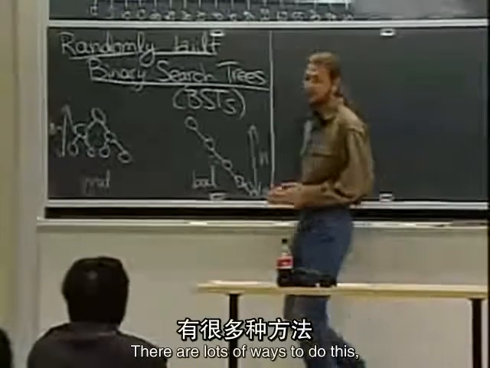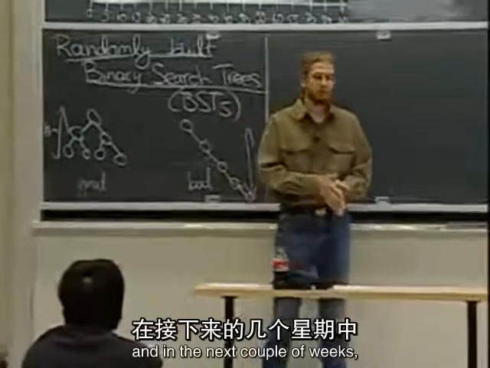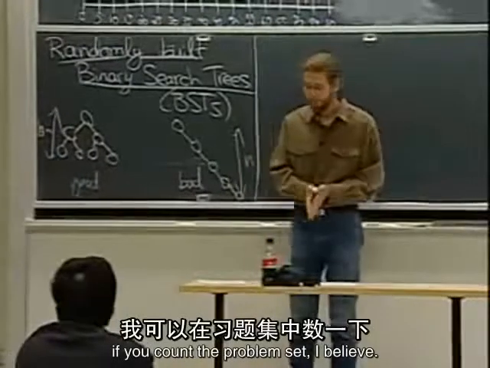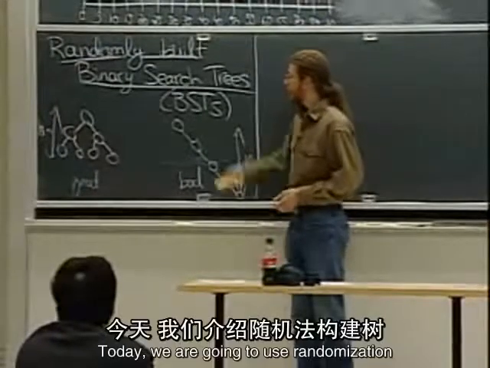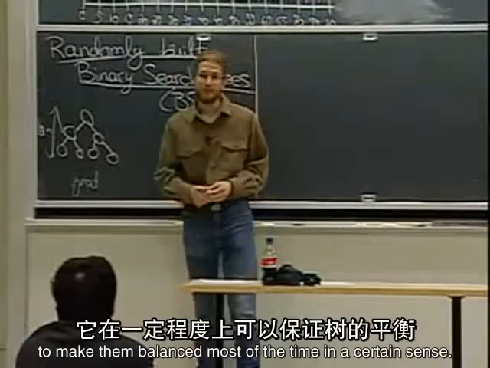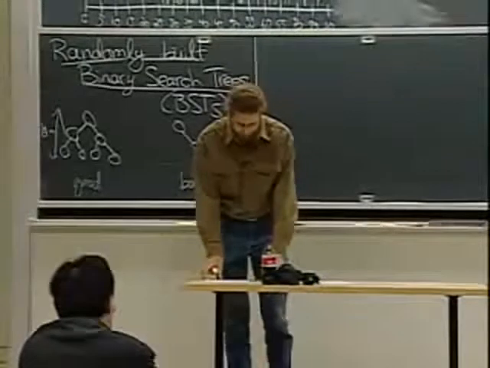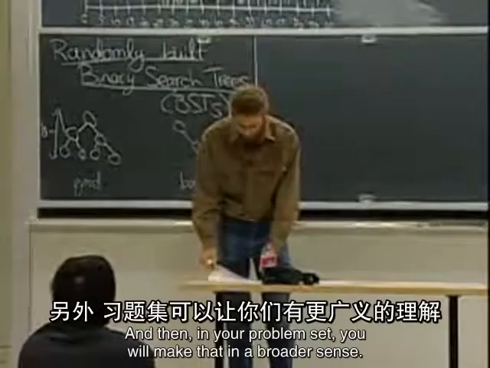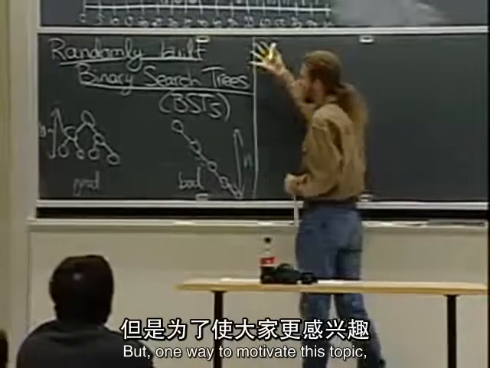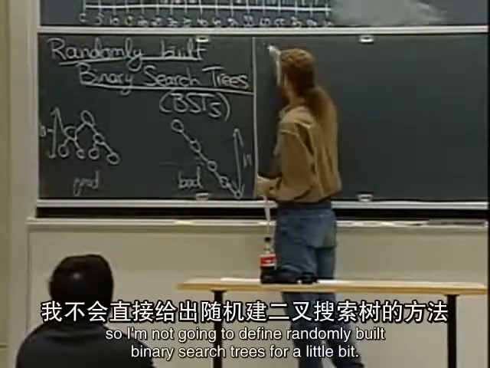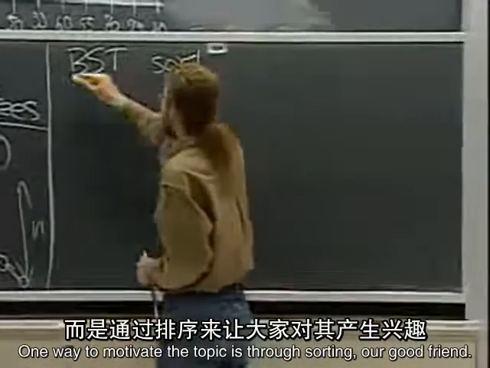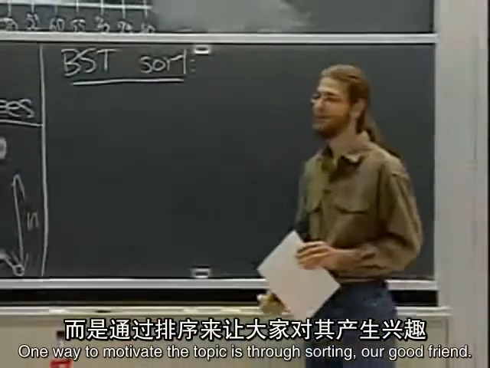And there are lots of ways to do this, and in the next couple of weeks we'll see 4 of them if you count the problem set, I believe. Today we're going to use randomization to make them balanced most of the time in a certain sense. And then in your problem set you'll make that in a broader sense. But one way to motivate this topic, so I'm not going to define randomly built binary search trees for a little bit, is through sorting, our good friend.